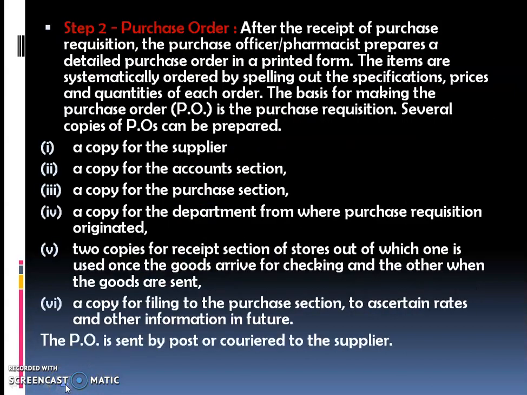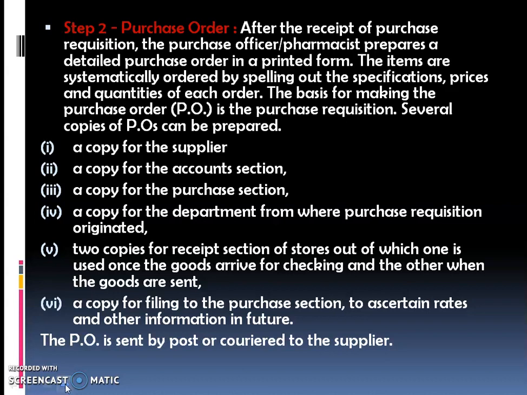The second step is to prepare the purchase order. After receipt of the purchase requisition, the purchase officer or pharmacist prepares a detailed purchase order in printed form. The items are systematically ordered by spelling out the specification, prices, and quantities of each order. The basis of making the purchase order, or PO, is the purchase requisition. Several copies of the purchase order can be prepared. The first copy is given to the supplier, the second copy is for the account section, the third copy is for the purchase section, and the fourth copy is for the department from where the purchase requisition originated.